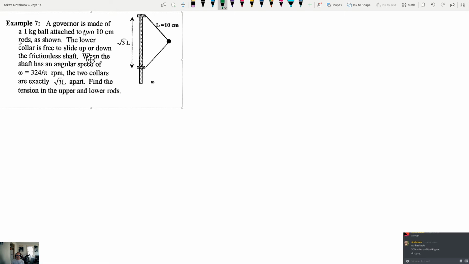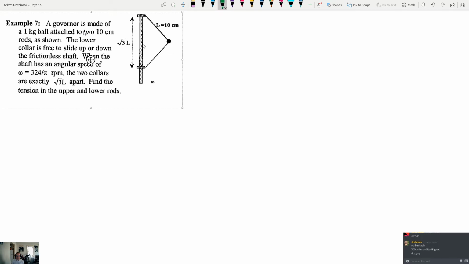A governor is made of a 1 kilogram ball attached to 10 centimeter rods as shown. The lower collar is free to slide up and down the frictionless lap. So what we have here is, I guess this top piece is fixed. But there's a ball right here, and a sliding connection point right here, and then 2 strings. Actually, these don't have to be strings. These could just be rods. Actually, they're probably rods, honestly.